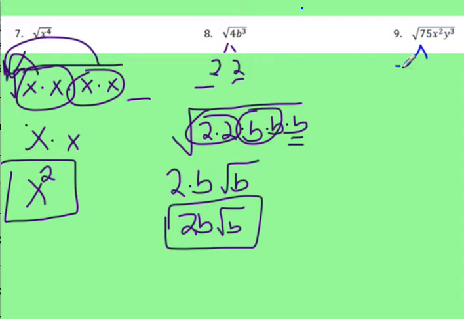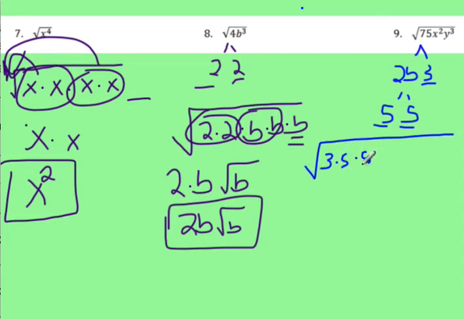So I know that 75 goes into 25 and 3. If you're not sure, there's a 5 at the end, so you know 5 goes into it. 25 is going to break down to 5 and 5. So at the end of each leg, I have a prime number, so that means I'm good to write out my radical. So I'm going to have 3 times 5 times 5, and then I'm going to have 2 x's to represent the x squared, and 3 y's to represent the y cubed.